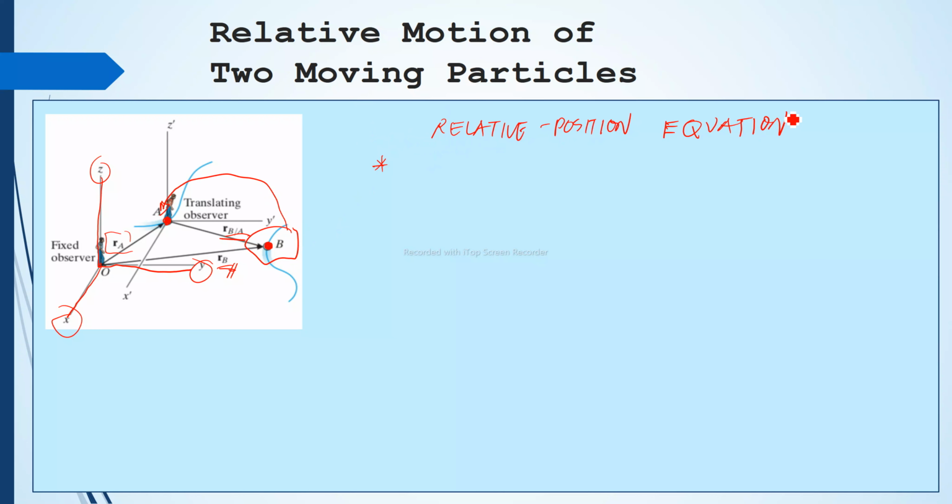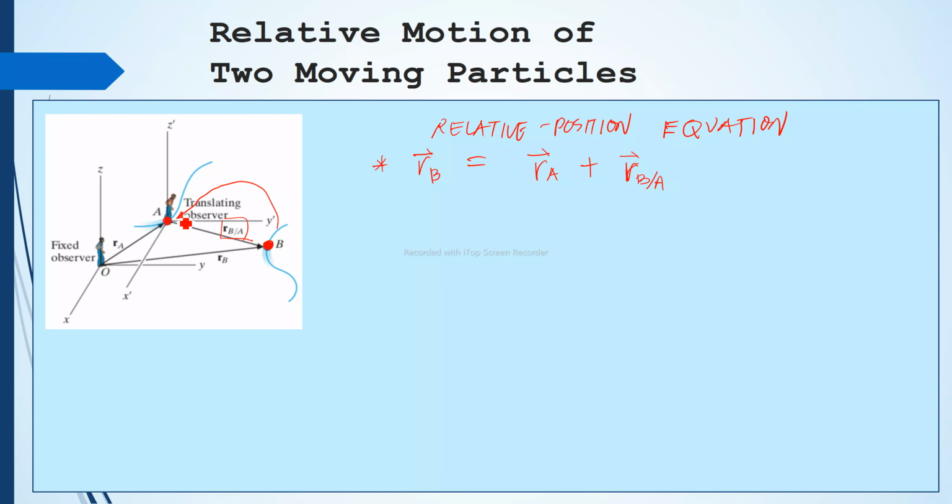So we can represent this in vector or in scalar. But first, let's write this in the vector form. So you have the absolute position of the B. We can write the absolute position from the fixed reference frame as equal to the absolute position of the A plus the relative position of B with respect to A. So this one here is the relative position of B with respect to point A.